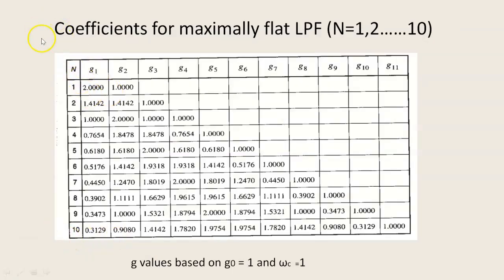The table shows the coefficients for a maximally flat low-pass filter for the filter order n equal to 1 to 10. The table consists of the G values, that is, the G elements connected in that realization. The G values are based on G naught equal to 1 and the cutoff frequency omega c equal to 1 for the filter of order n equal to 1 to 10.